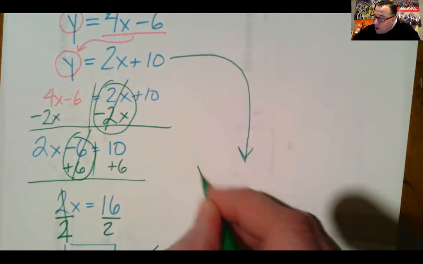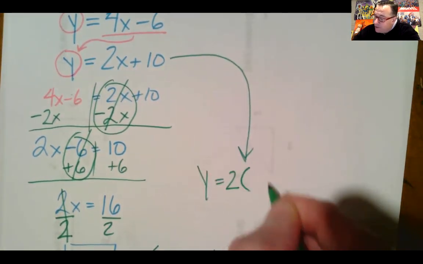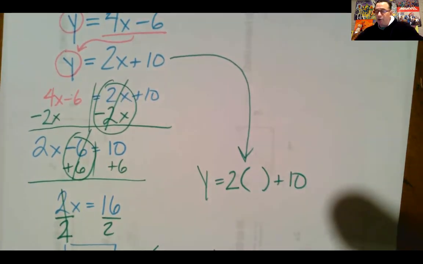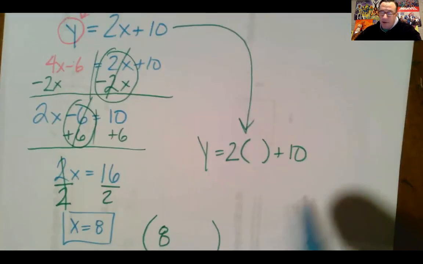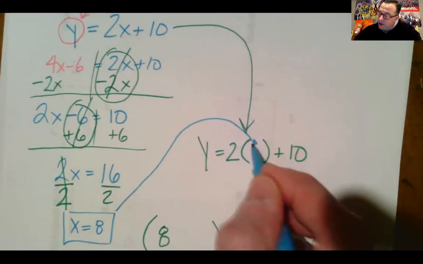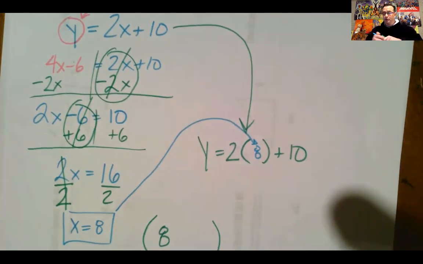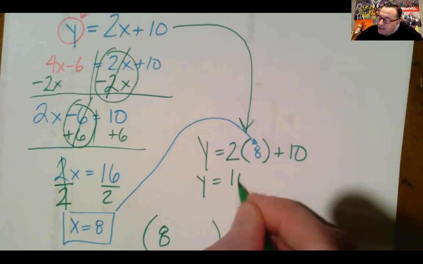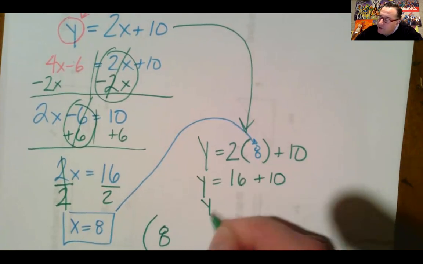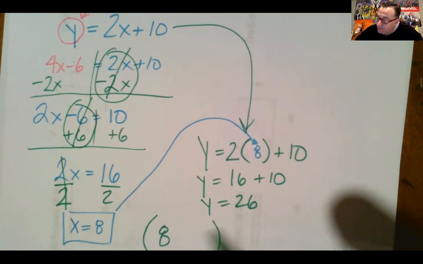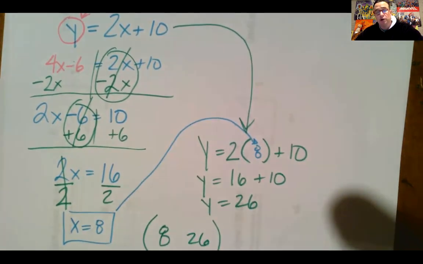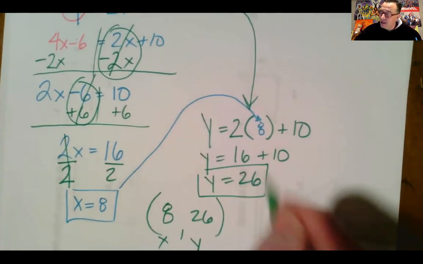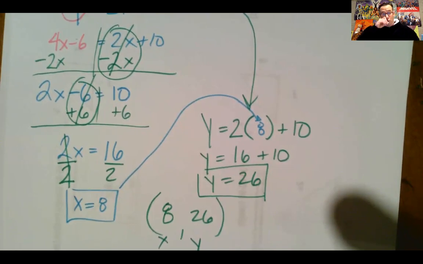Here, y equals 2. Now I'm going to put parentheses for x, plus 10, because I am going to plug the 8 in for that x right here. So this 8 is going to go right there. And now I can solve. Okay, so here we go. Y equals 2 times 8 plus 10. 2 times 8 is 16 plus 10, which means the y is equal to 26. And that's going to be my answer here. So our solution to this final system of equations is 8, 26. X is 8, y is 26.